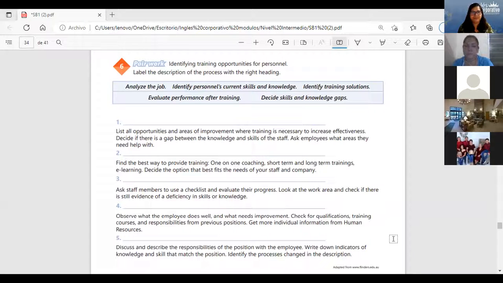Number one, list all opportunities and areas of improvement where training is necessary to increase effectiveness. If there is a gap between the knowledge and skills of the staff, ask employees what areas they need help with. The options are analyze the job, identify personal current skills and knowledge, identify training solutions, evaluate performance after training, decide skills and knowledge gaps.